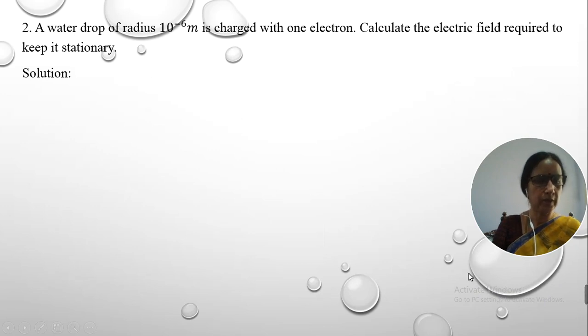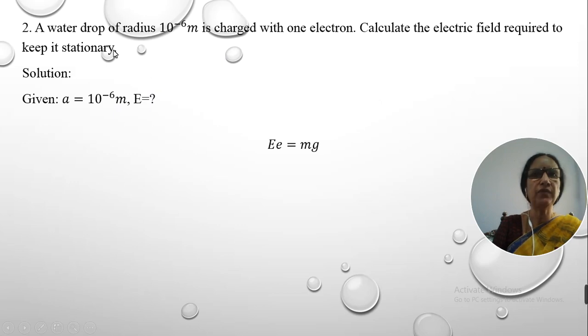Okay, next problem. The problem is like this. A water drop of radius 10 raised to minus 6 meter is charged with 1 electron. Calculate the electric field required to keep it stationary. Okay, so first only the radius is given here. List out the given values. The radius is given and the electric field is to be determined. Now the condition given here is a water drop with 1 electron. Calculate the electric field required to keep it stationary.